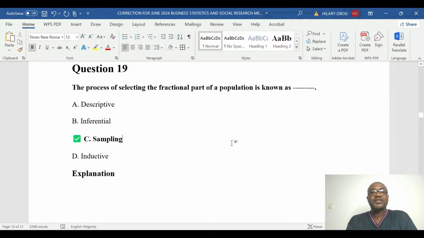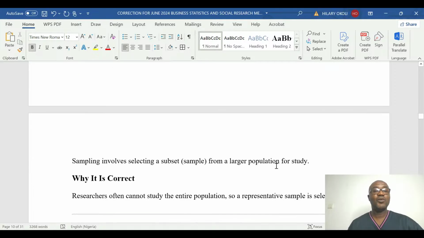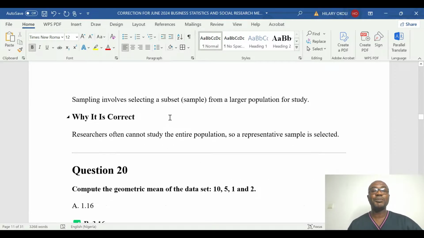The process of selecting fractional parts of a population is known as sampling. Let's not forget that. And why is this so? Sampling involves selecting a subset from a larger population for study. Researchers often cannot study the entire population. That is why a representative sample is selected. That's how we come about sampling.